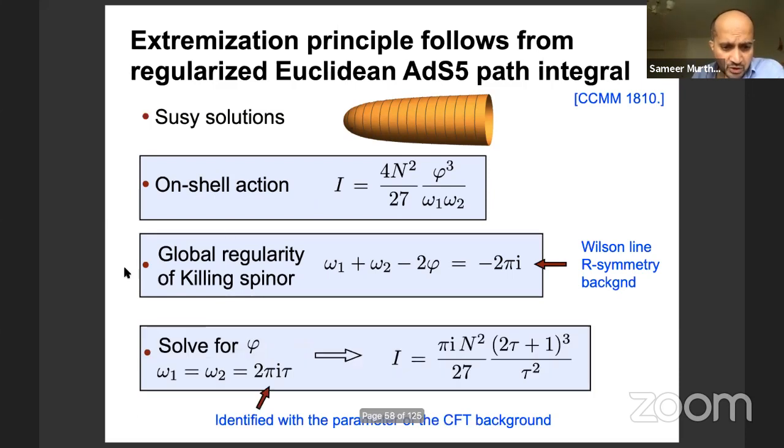This right-hand side is some kind of a background R-symmetry gauge field. So in the rest of the talk, I will go to the situation where omega1 equals omega2, and I'll call this 2 pi i tau. This tau will be identified with the parameter of the CFT. When you do that, you can also solve for phi, plug it back into this action, and you get this action. This is something which will reappear. There's an N squared. The numerator is (2 tau plus 1) cubed, and the denominator is tau squared. So this is the function.